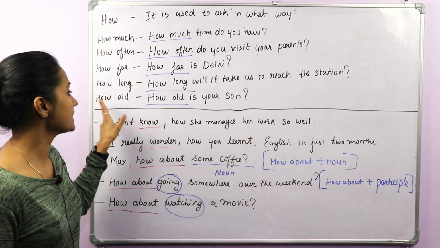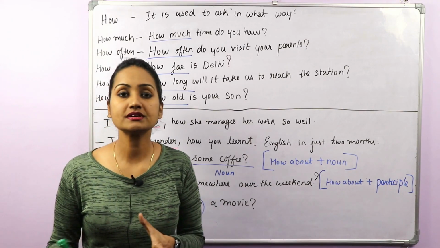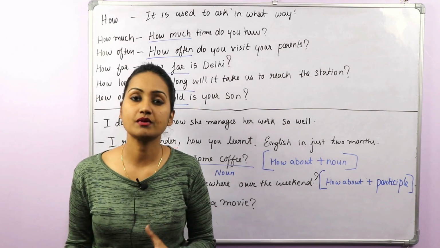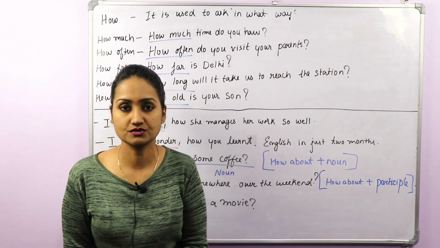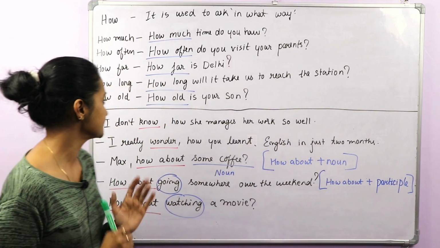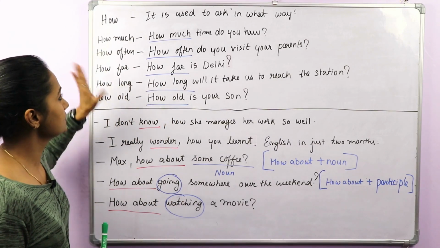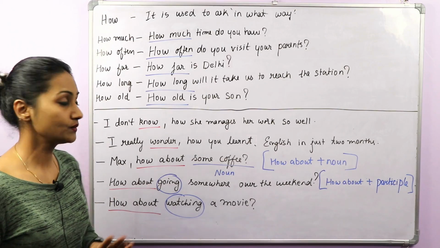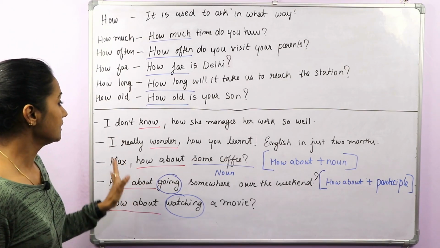Okay, next is how old. How old is your son? That means you are talking about the age. How old is this house? Okay, so for age we use how old. So this way we can use how. Now look at these sentences.